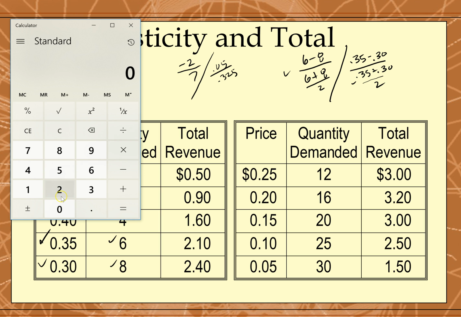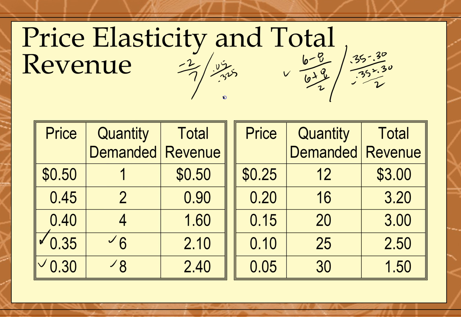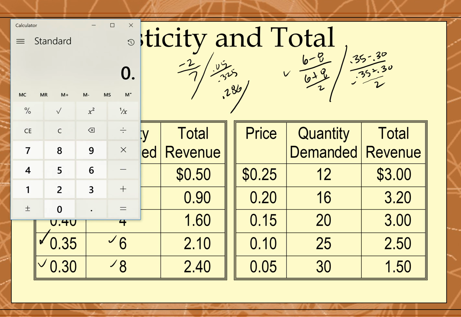Now, 2 divided by 7 is roughly, I think, 15%. So let's just try that. 2 divided by 7. No, roughly 28%. So 28.6, 0.286, divided by 0.05 divided by 0.325, and this is what's going to be roughly 15%. Let's call it 0.154.